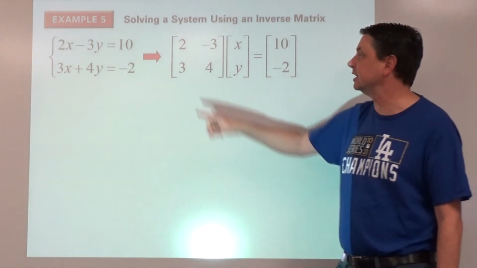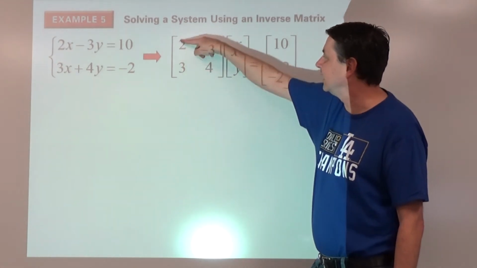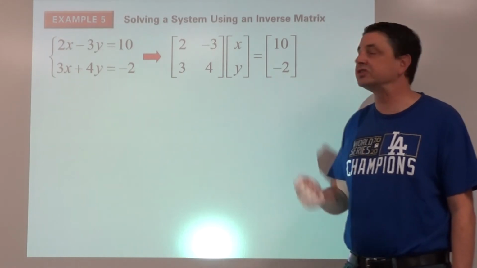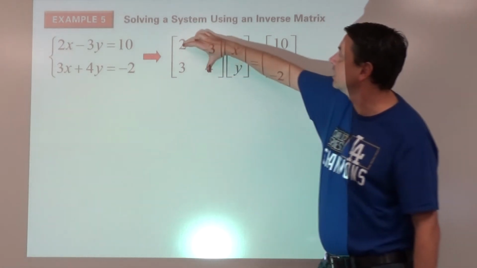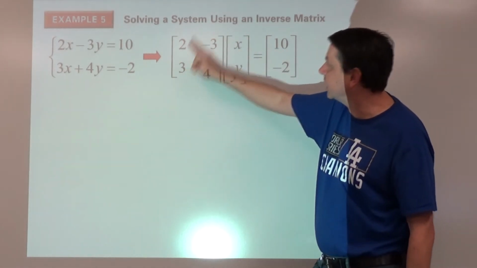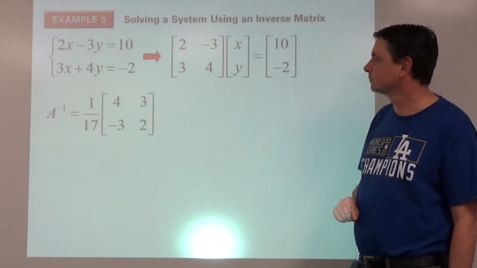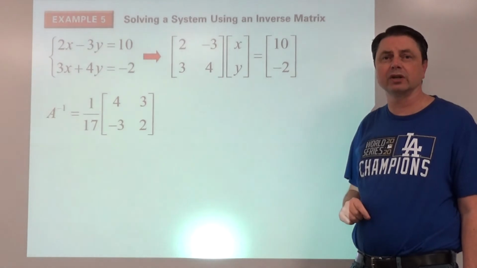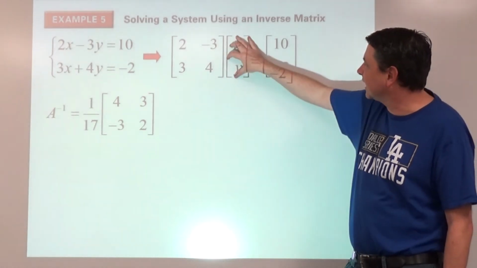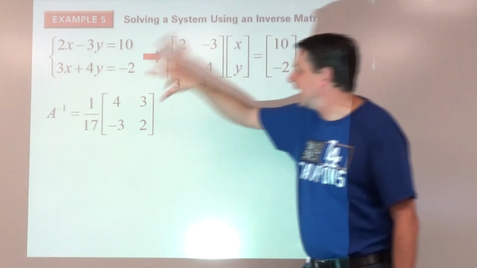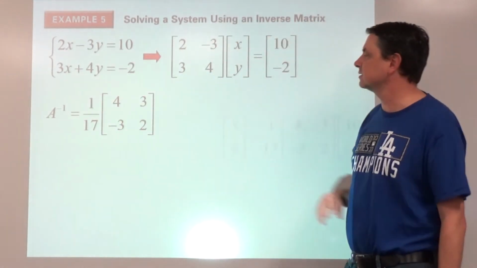Same way that we just did. Start with the determinant. 8 minus negative 9. So 1 over 17 times. Switch. Change to negative. Change to positive. There's our inverse matrix. So XY, the matrix, which has our X and our Y, is going to equal that times this.